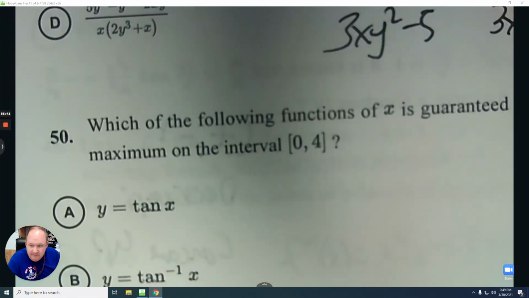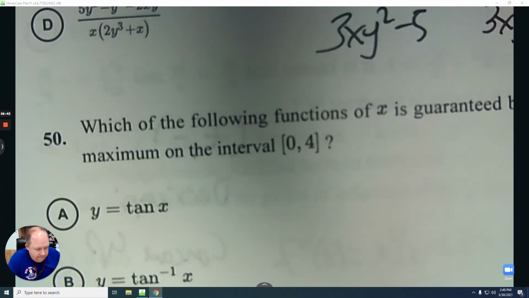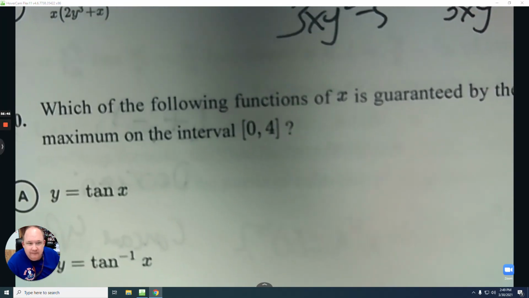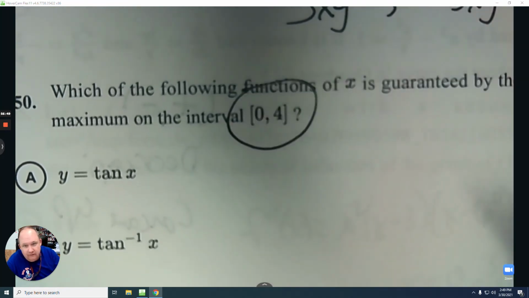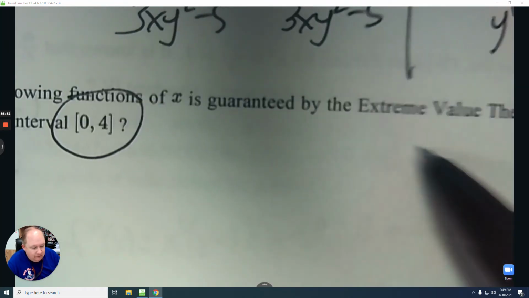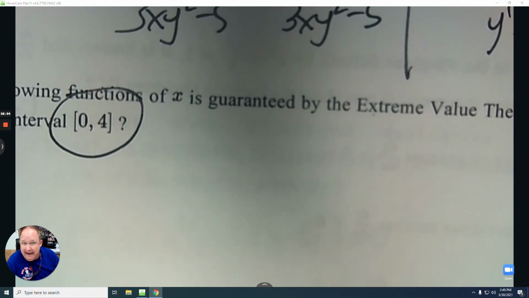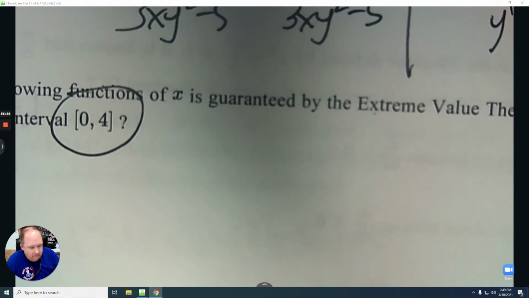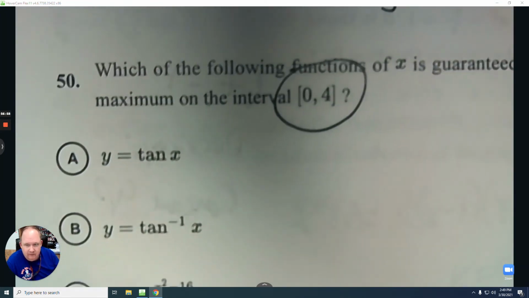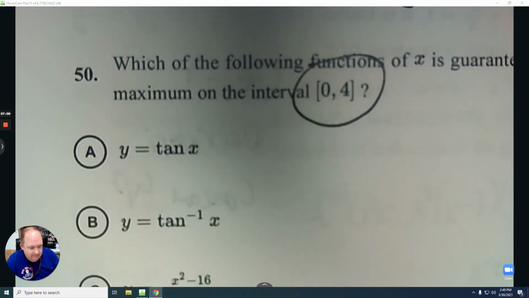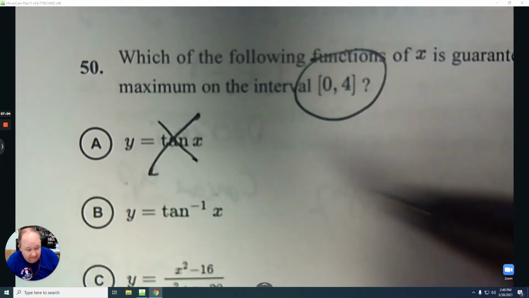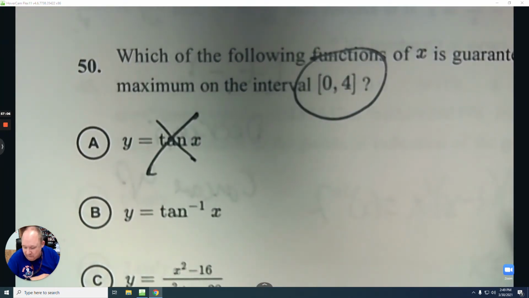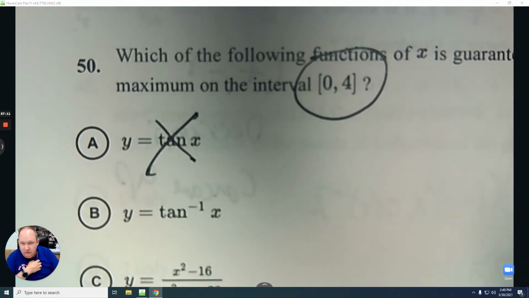Number 50. Which of the following functions of x is guaranteed by the extreme value theorem? That means it is continuous from 0 to 4, and that means there's an extreme value. There's some maximum value guaranteed from 0 to 4 if it's continuous, with no discontinuity. So from 0 to 4, which one of these is continuous? There's definitely an asymptote there at pi over 2 and beyond, so that's between 0 and 4.